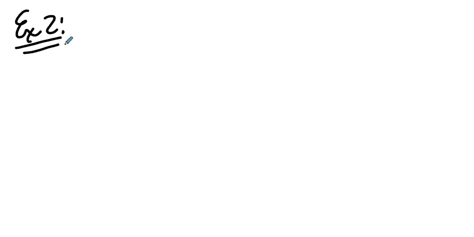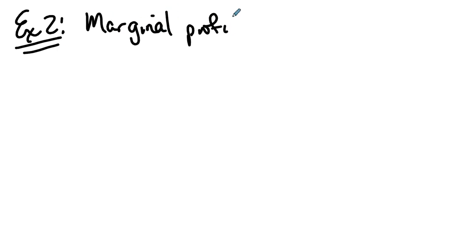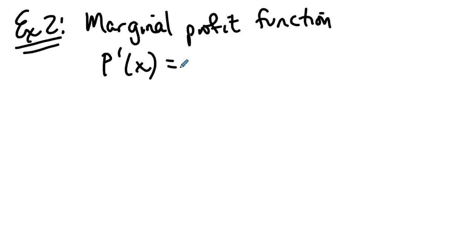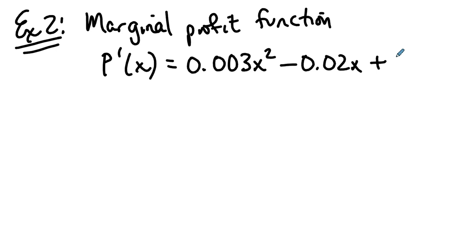So let's imagine that there is a marginal profit function for a particular company, and we know what marginal profit is. It's P prime for making x whatever they are, and let's imagine that that marginal profit function is 0.003x squared minus, I don't know, 0.02x plus 5, whatever.